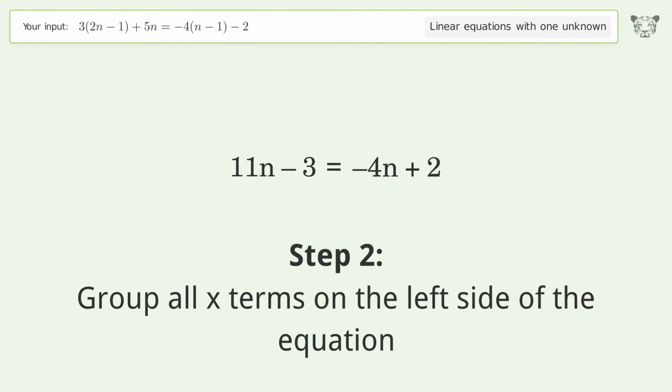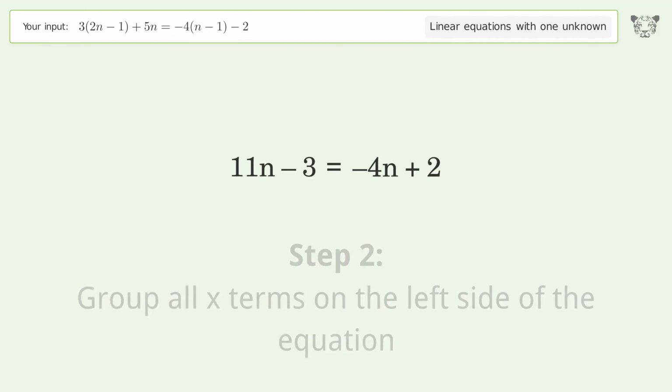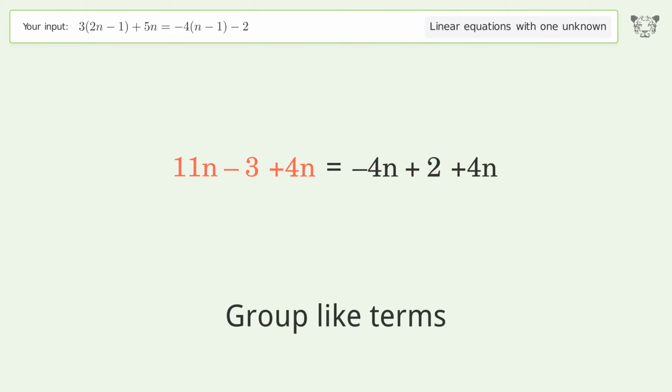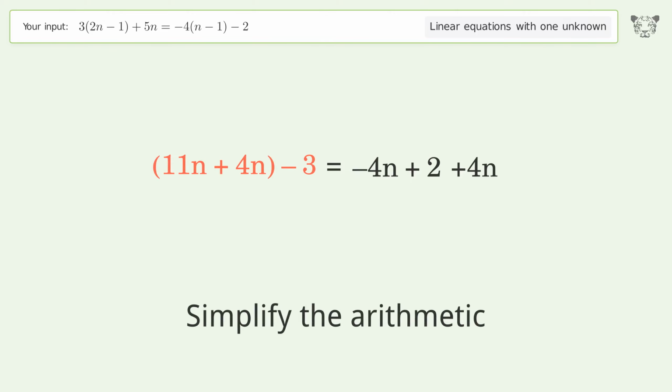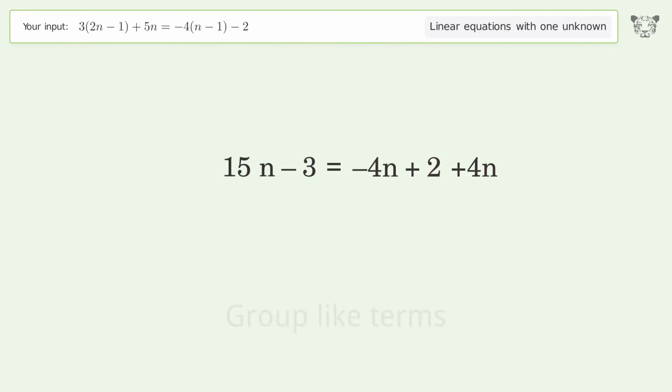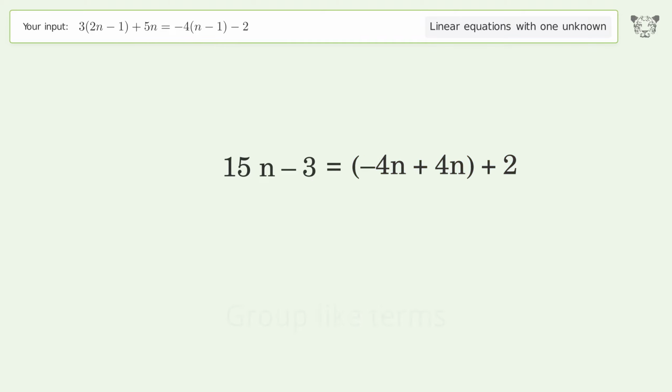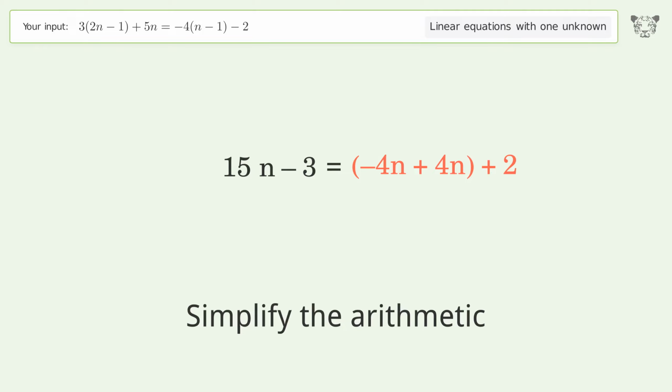Group all x terms on the left side of the equation. Add 4n to both sides. Group like terms. Simplify the arithmetic. Group like terms. Simplify the arithmetic.